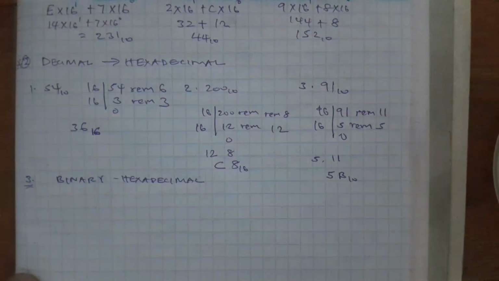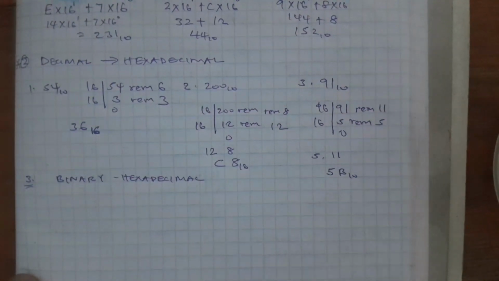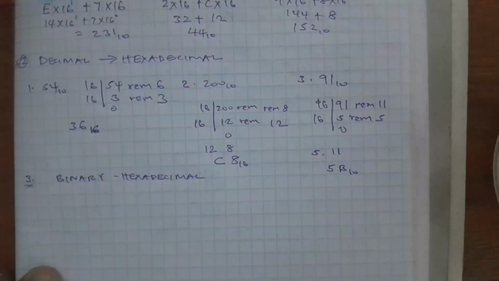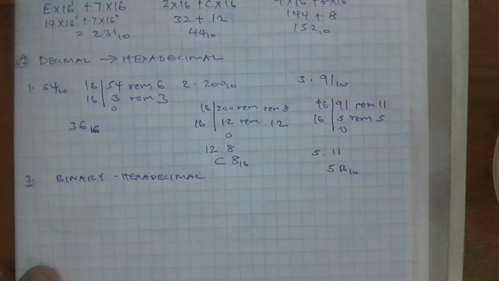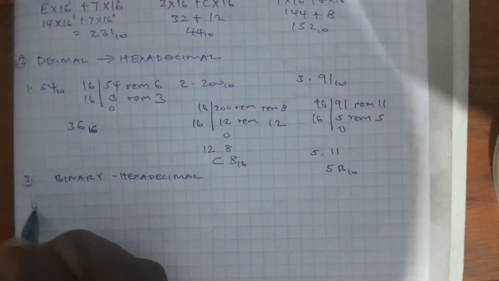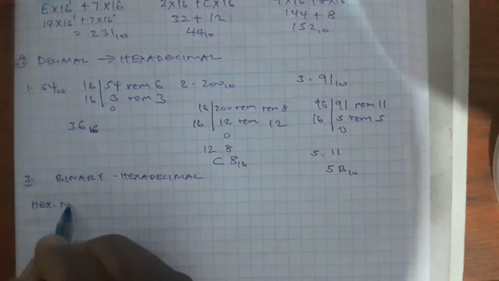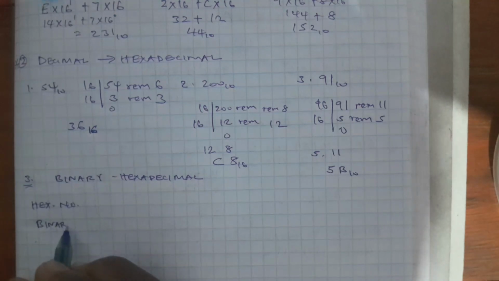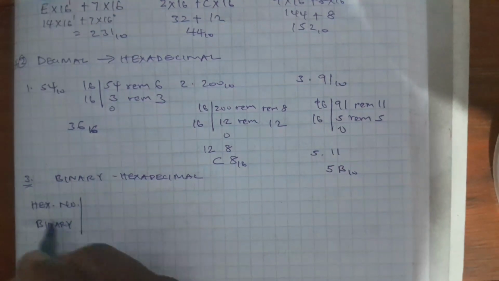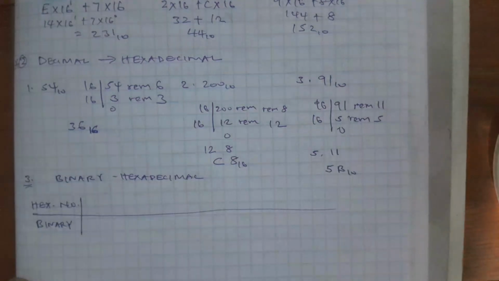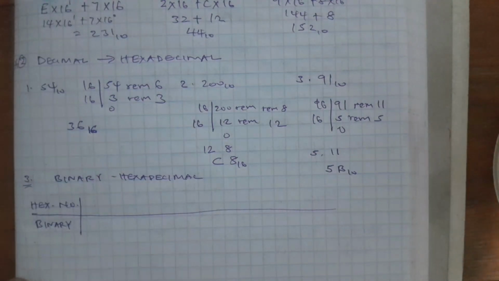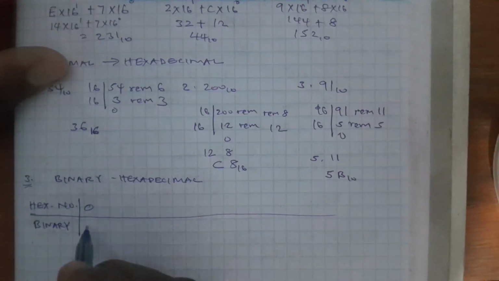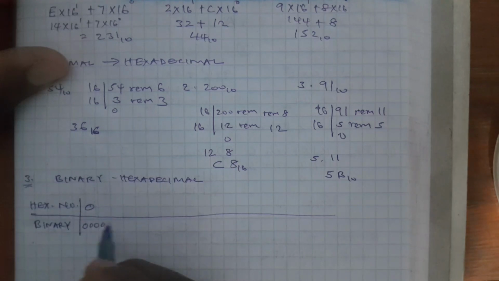First of all, it will be very important to know the different binary representation for different hexadecimal numbers. So we will have a table with a hexadecimal number and a binary representation. For example, the first hexadecimal number, we have 0 and a binary representation of 0, 0, 0, 0.